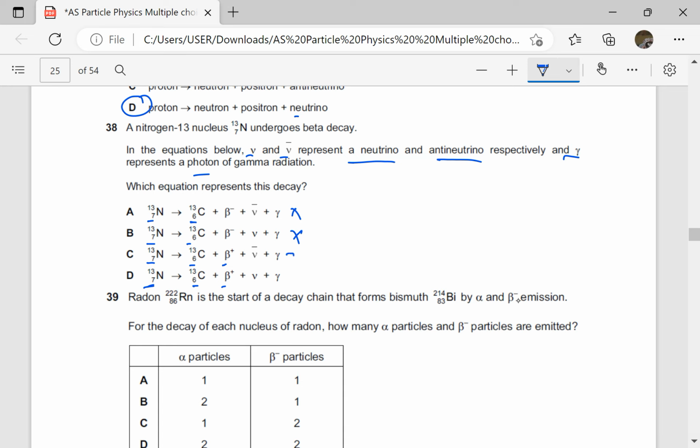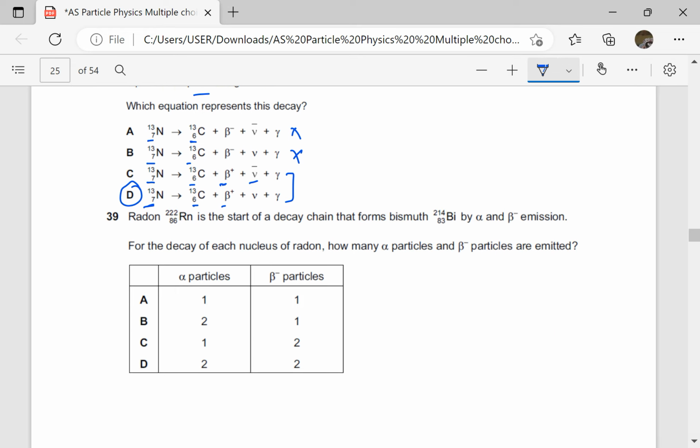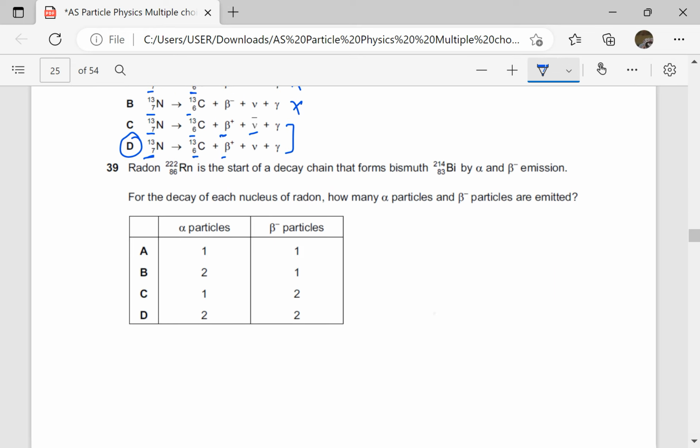Now let's concentrate on these two. This is a positron accompanied by an antineutrino, which is not possible. A positron is accompanied by a neutrino, so the answer is going to be D. It is the electron which is accompanied by an antineutrino.